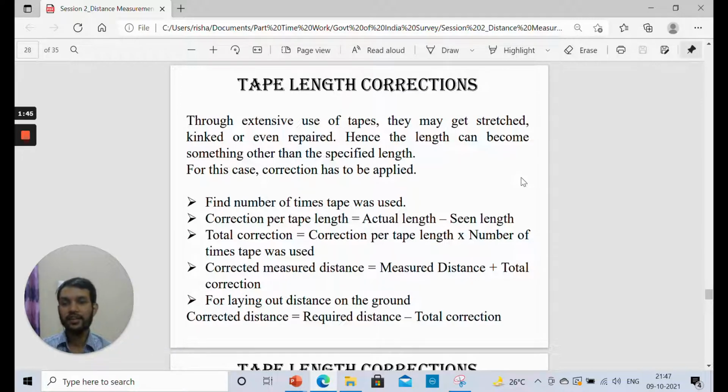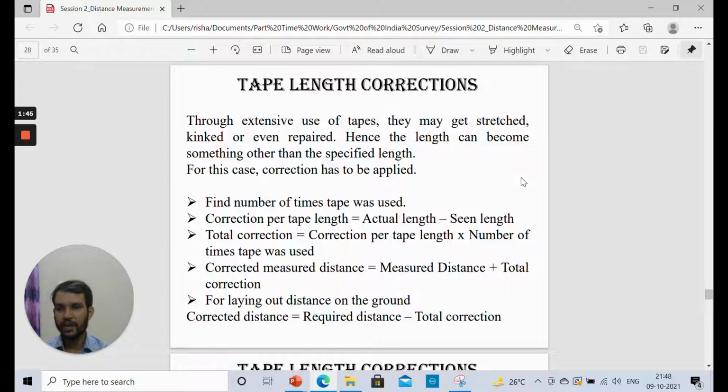So the first thing that you need to find is the number of times the tape was used. This you can find very easily by dividing the total distance you have measured by the tape length. Next, the correction per tape length that you have to apply is the actual length minus the length that you are seeing. What is the actual length of the tape right now? That faulty length, suppose it is 30.1, so this is the actual length, and we are seeing it as 30 meter because we are reporting it as a 30 meter tape.